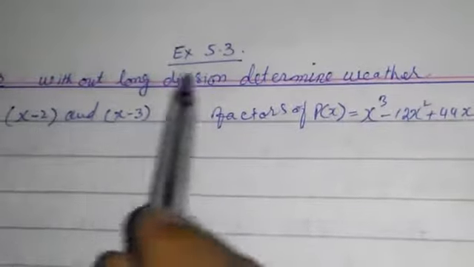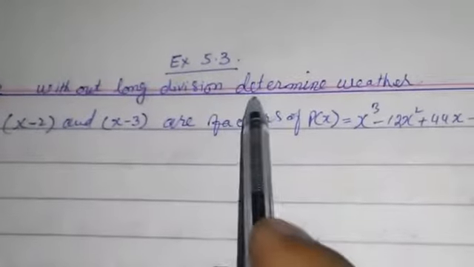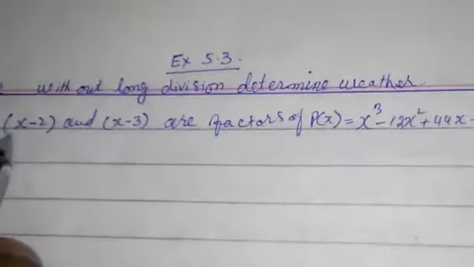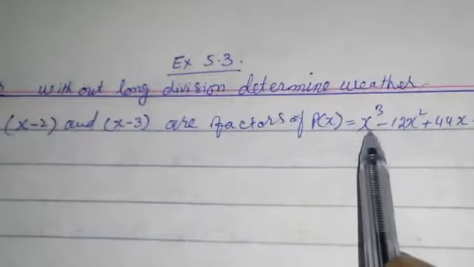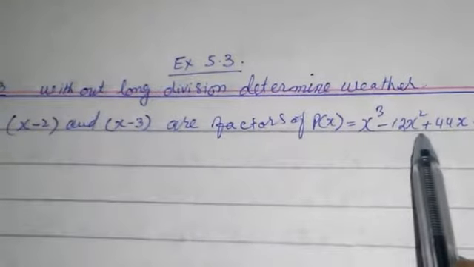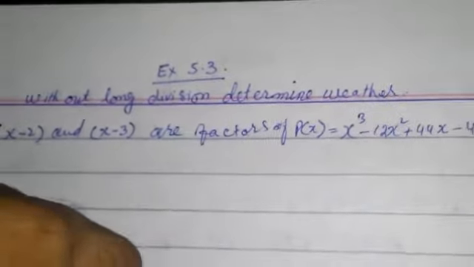Today we are going to solve exercise 5.3 question number 3 part 1 without long division. Determine whether x minus 2 and x minus 3 are factors of p(x) is equal to x cube minus 12x square plus 44x minus 48. Let's solve this.